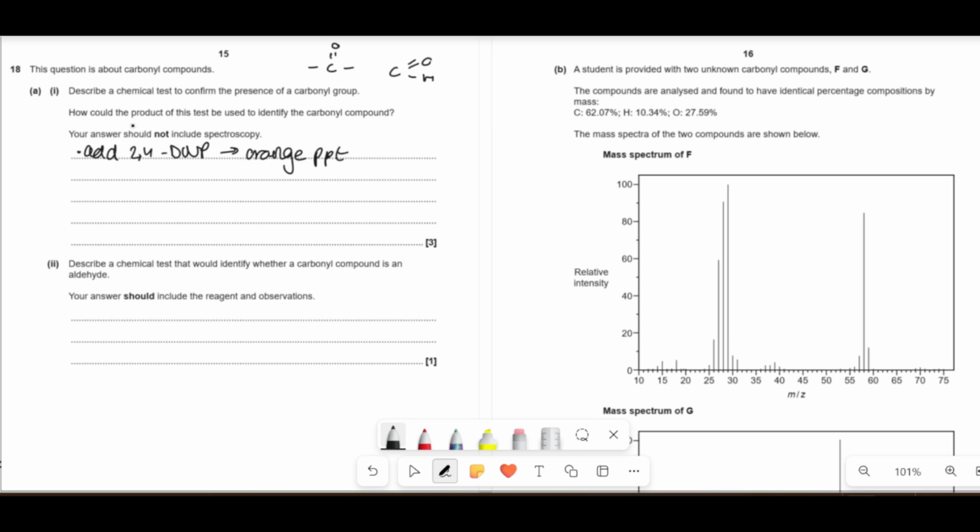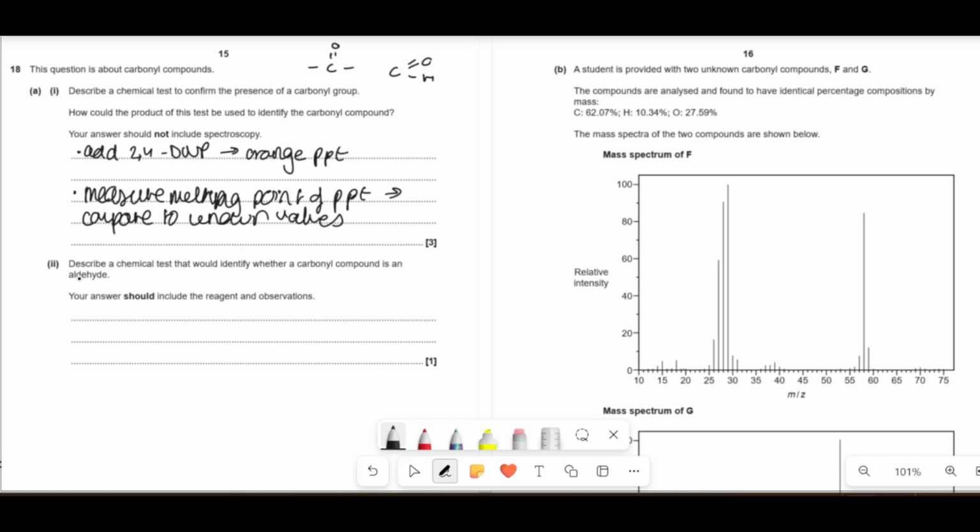But then it says, how can the product of this be used to identify the carbonyl compound? So what you can do is take this and measure the melting point of the precipitate and then compare it to known values. Because if you have a set value of this precipitate's melting point, then surely it should be the same across the board. If it's got impurities in it, then it starts to go funky. So that's what it's looking for.